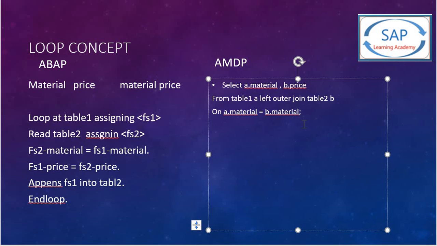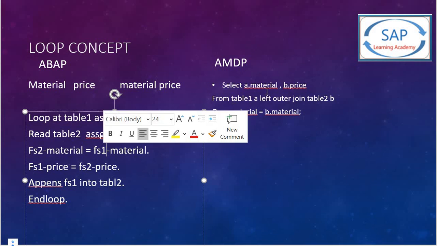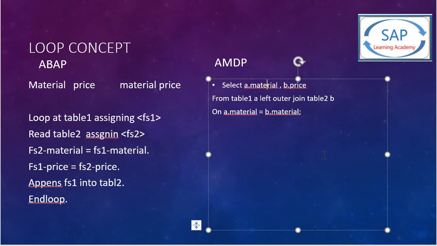So that's the way you can implement this logic in your AMDP, because if you're writing native SQL in AMDP, then you must use this left outer join, which can provide you the same logic in AMDP. So that's what I wanted to share in this tutorial, and thank you for watching this.